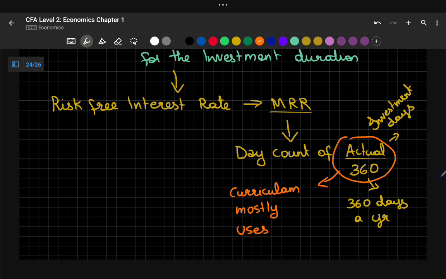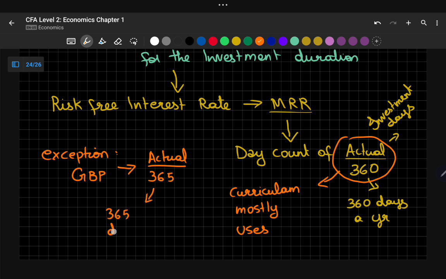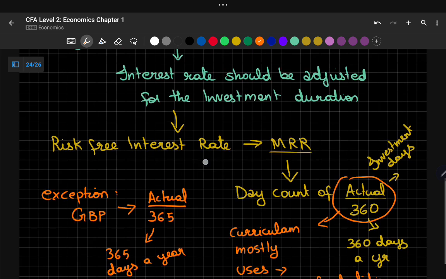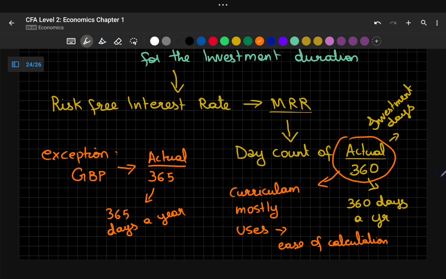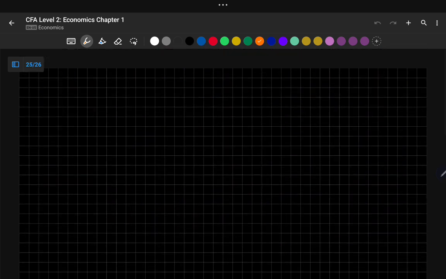But an exception would be GBP. In the case of GBP, it uses actual by 365, that is 365 days a year. The reason the curriculum mostly uses actual by 360 is ease of calculation. Okay. So now, if instead of 1 year I'm taking any other investment time horizon, then I'll have to adjust the equation for the investment time period.